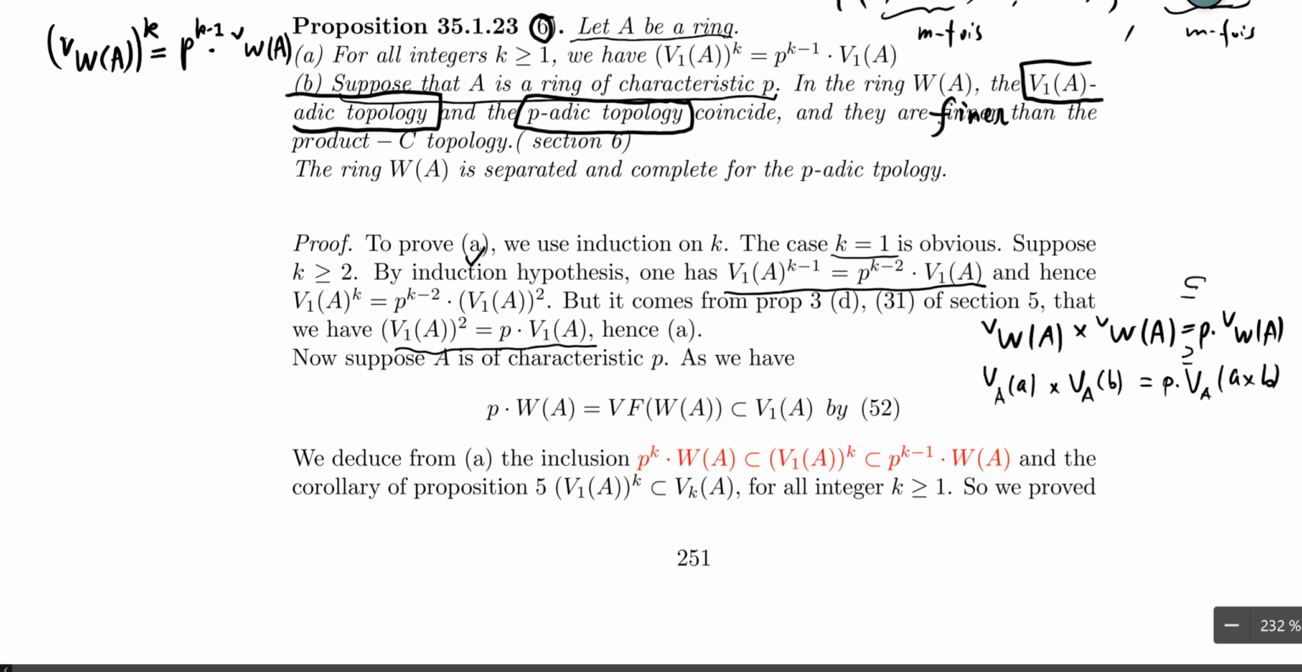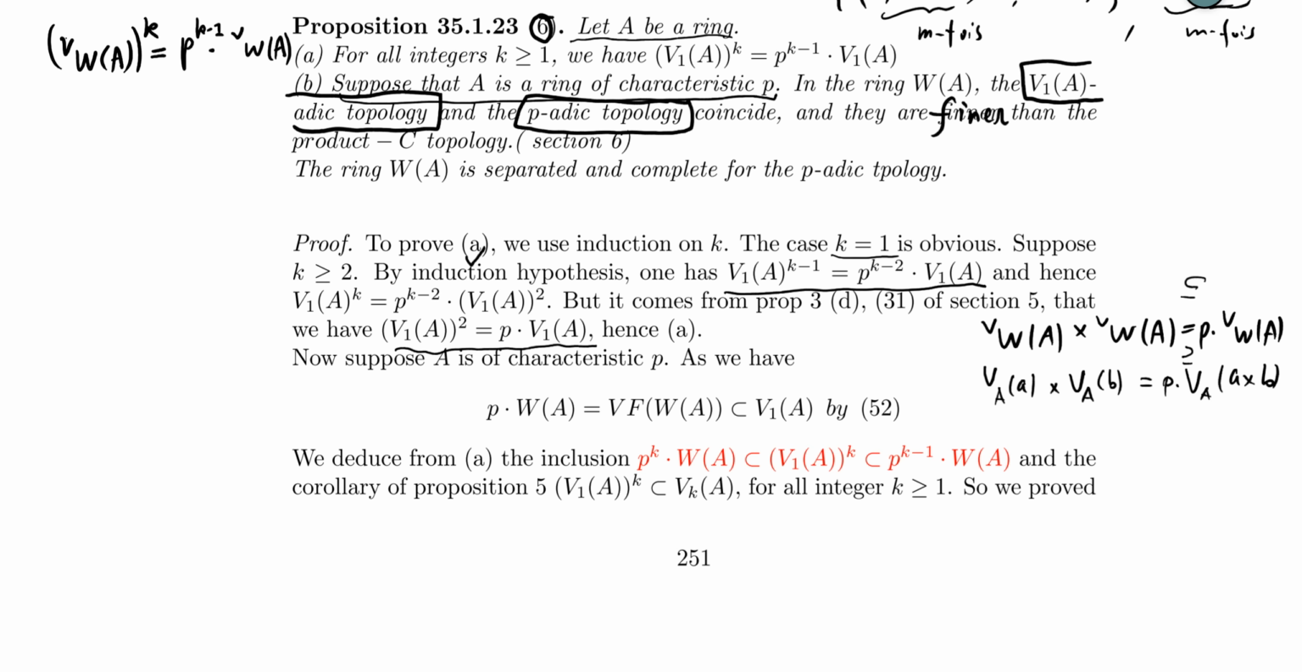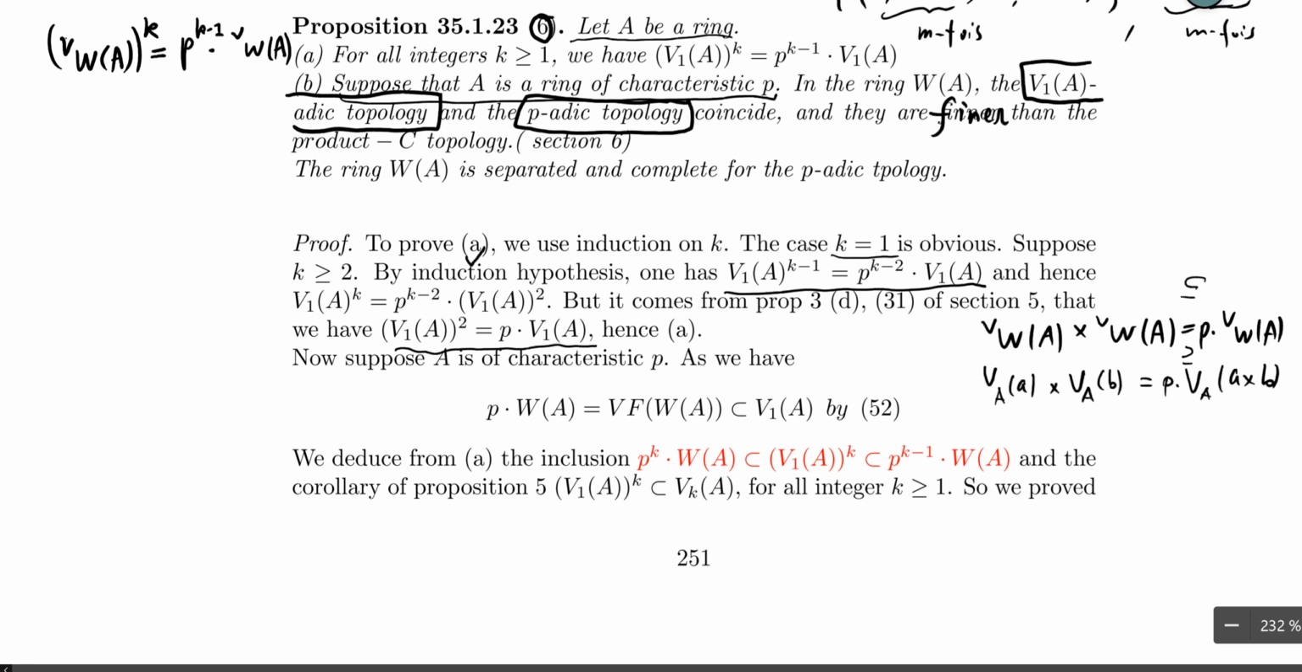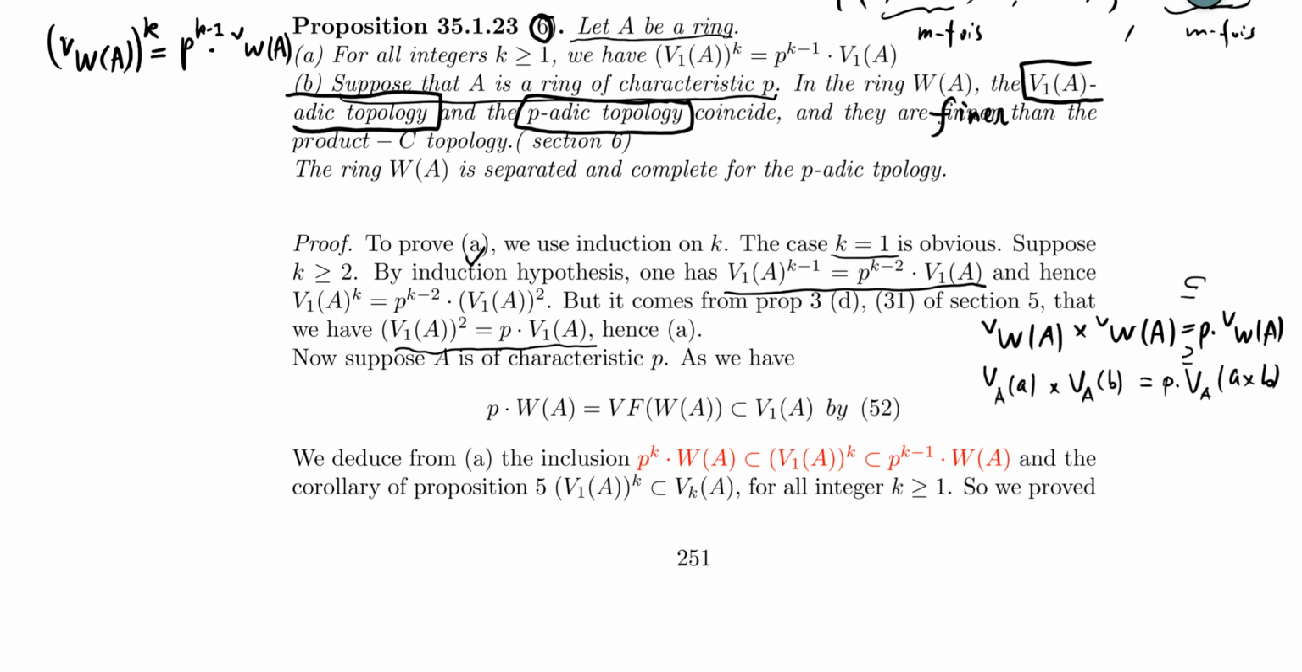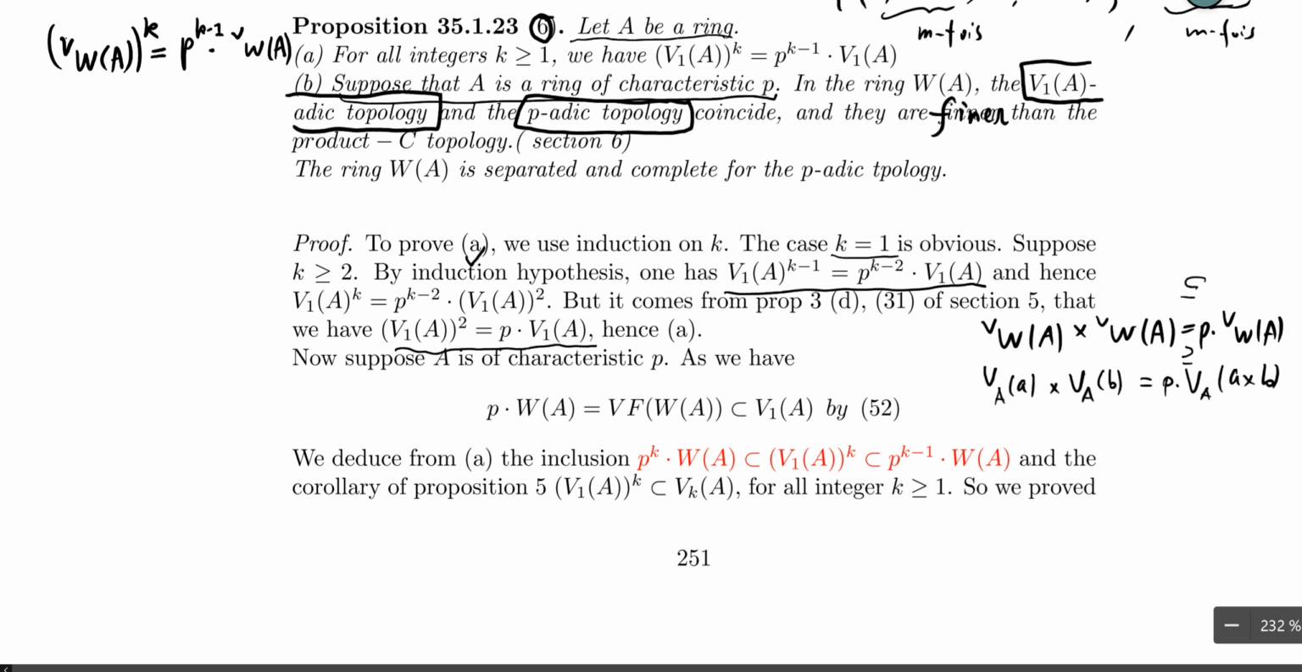Finer than the product C topology. This product C topology is the one we mentioned before, but we first see the first statement. Suppose it is characteristic p, and we already have p equals the composite of Frobenius and Verschiebung, by 52.